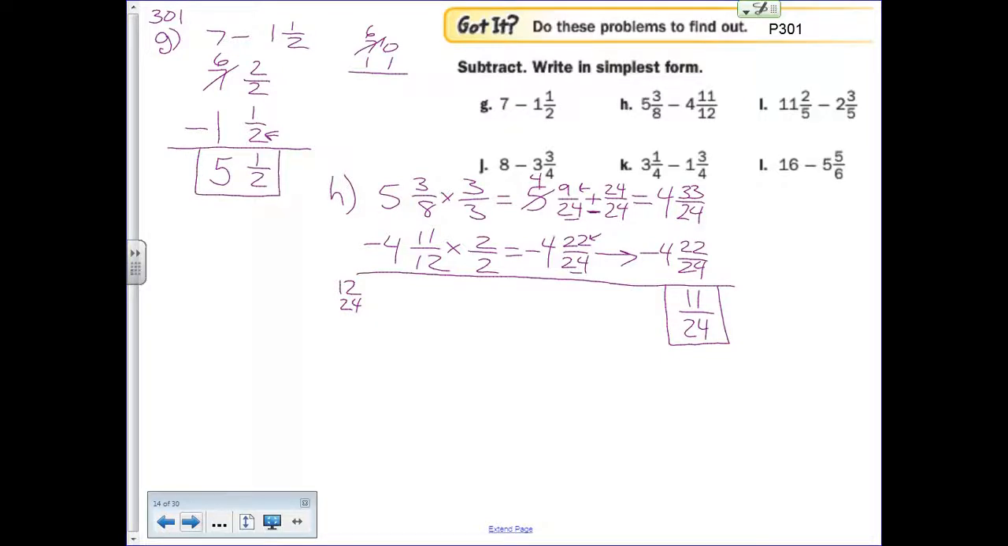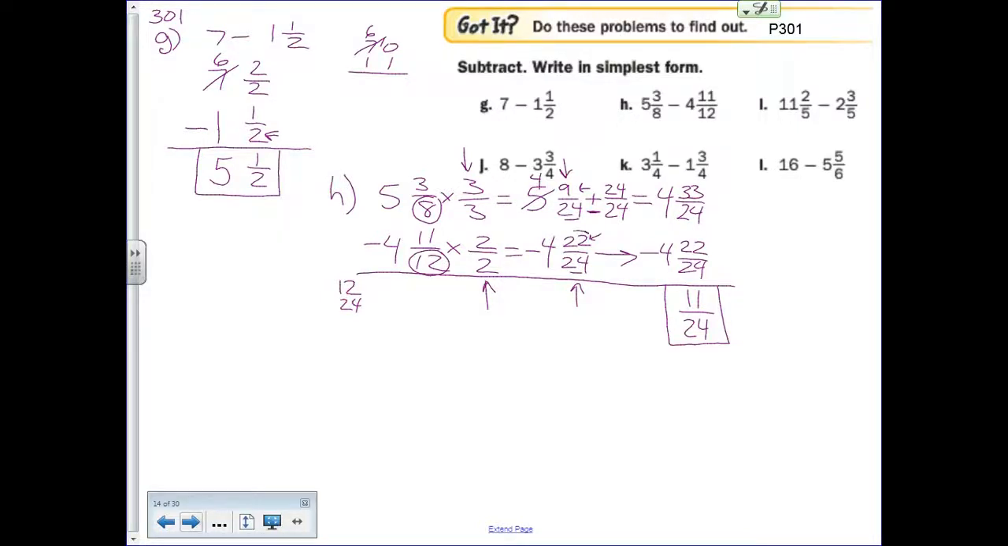But yes, it required some steps. First, I had to find a common denominator. The common denominator of 12 and 8 was 24. I had to multiply by fractions equal to 1 to get my fractions over their common denominators. So I got 9/24ths and 22/24ths.